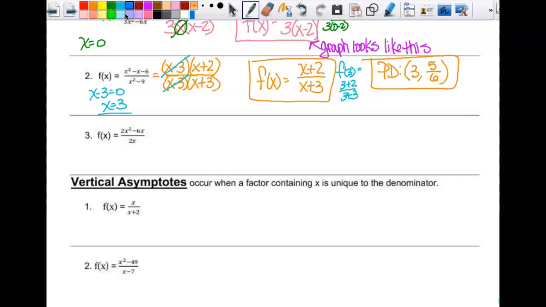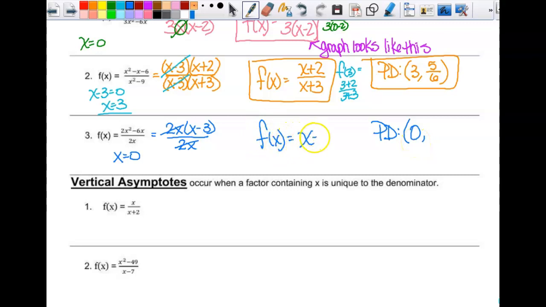All right. So then I need to factor this. So I'm going to get 2x times x minus 3 over 2x. So these cancel out. So that means that x equals 0, right? That's my point discontinuity. My x value is 0. My reduced function is just f of x equals x minus 3. So then I use this x value. I need f of 0, and that's going to give me negative 3.